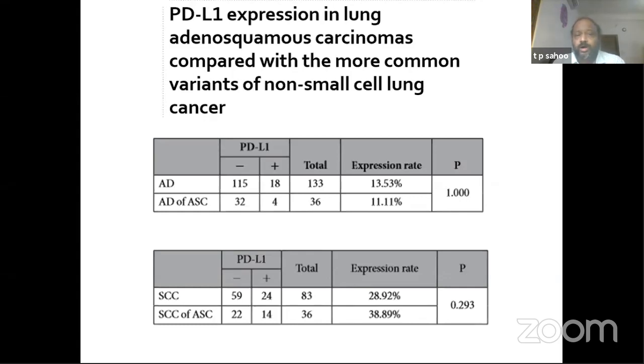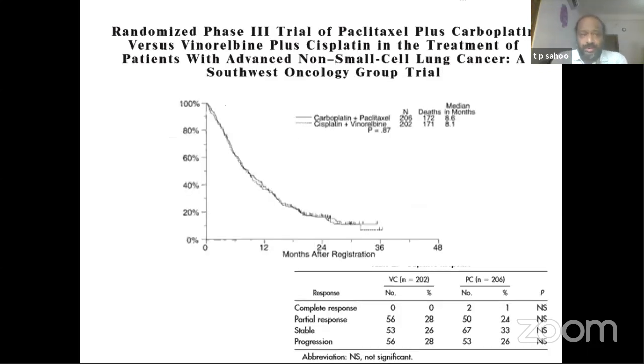The adenocarcinoma component of the adenosquamous carcinoma matches what you normally see in adenocarcinoma, and the squamous cell component matches the PDL1 expression you see in a squamous cell. So this is the adenosquamous. The take-home message here is that you test for mutations. If you have a driver mutation, treat as you would for a driver mutation.